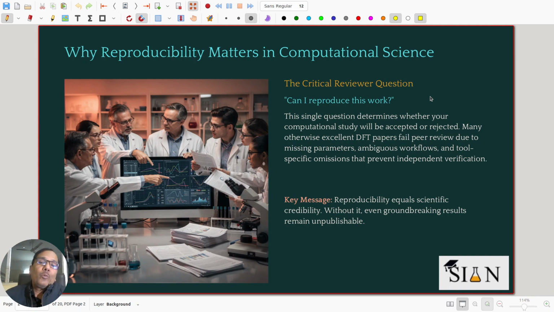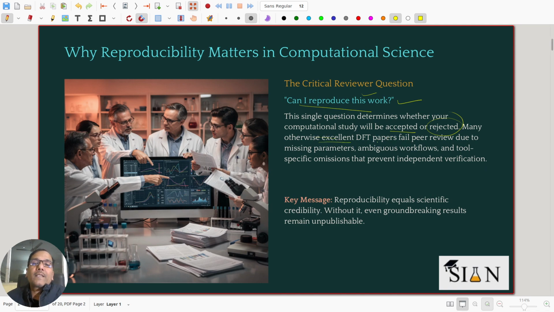So why does reproducibility matter in computational science? The critical review question is: can I reproduce this work? When your article is in the hands of any reviewer, the first question asked in the reviewer's mind is, can I reproduce this work? This single question determines whether your computational study will be accepted or rejected.